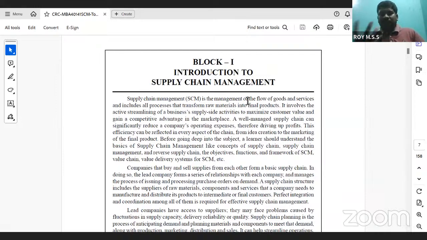Operations management, the product value will increase. Generally, people may not prefer to buy the expensive product unless there is high quality, unless there are other aspects which are to be satisfied for the customers.